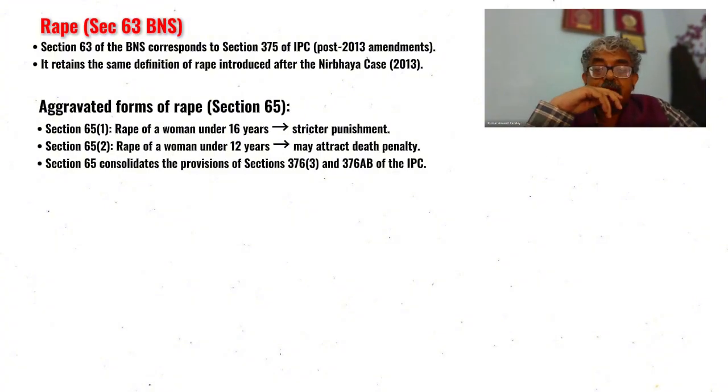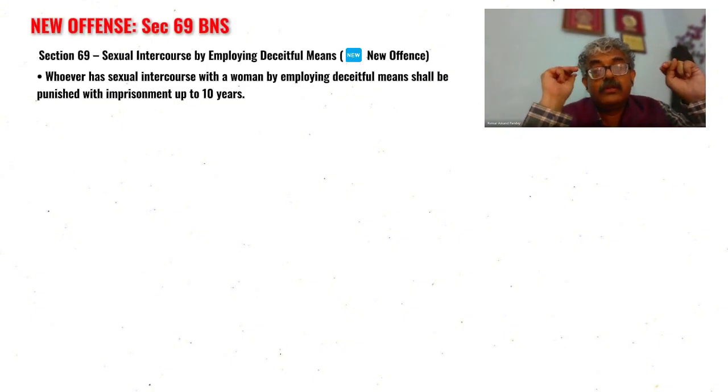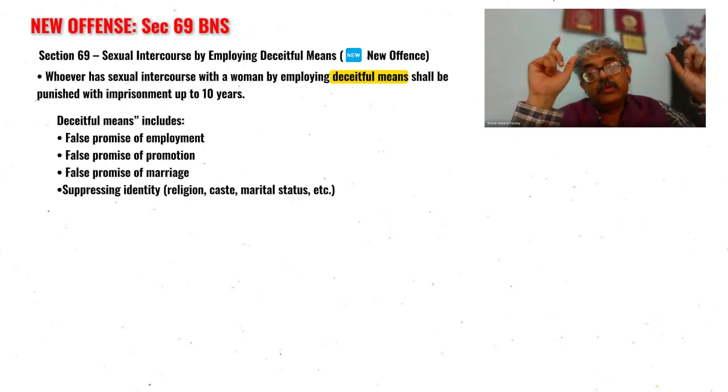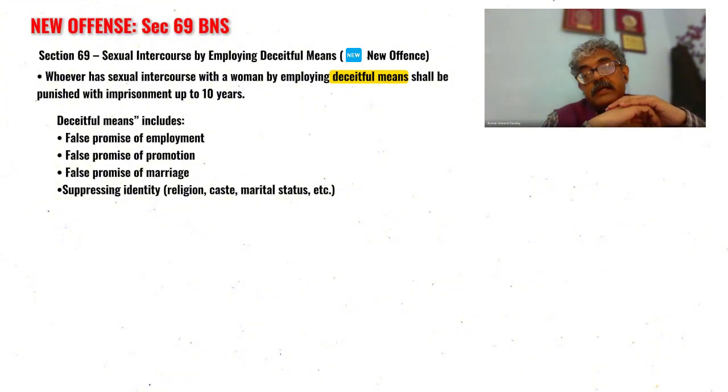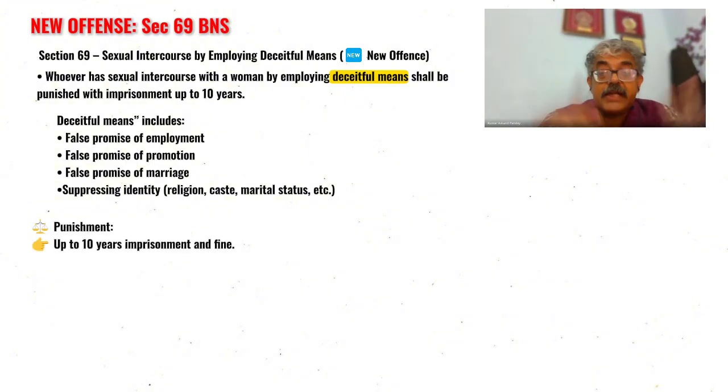Other than these changes in the penal policy, there's no significant change as far as the definition is concerned. However, a new offense of sexual intercourse by employing deceitful means has been added to the scheme of Bharatiya Nyaya Sanhita. And that is by section 69 of Bharatiya Nyaya Sanhita. This new offense of sexual intercourse carries the maximum punishment of 10 years imprisonment.